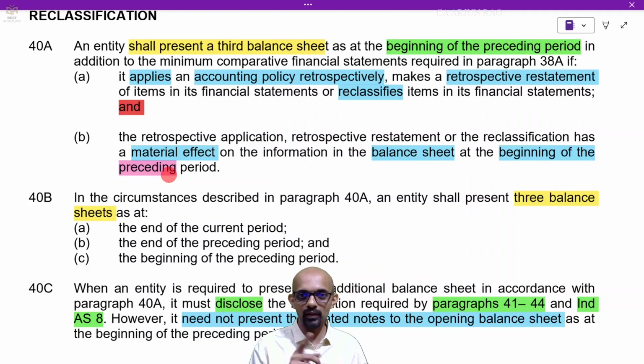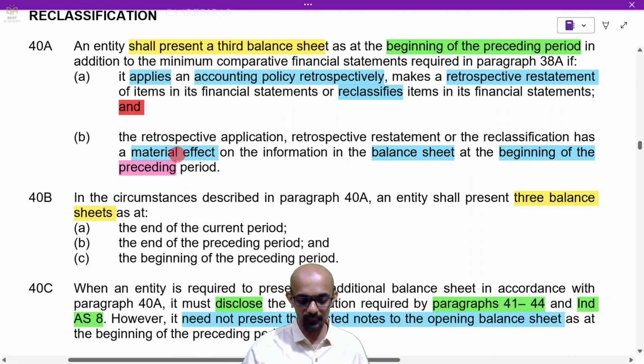So, current period is 1/4/25 to 31/3/26. Previous period will be 1/4/24 to 31/3/25. So for the 31/3/26 year ending, if you make a retrospective application of accounting policy or restatement or reclassification, and it affects the financial position on 1/4/2024, then only third balance sheet is required. So 31/3/26, 31/3/25 and 1/4/24, if it affects the position on 1/4/24 materially, otherwise it is not required.